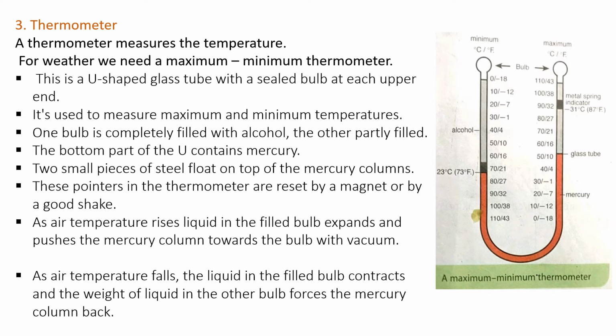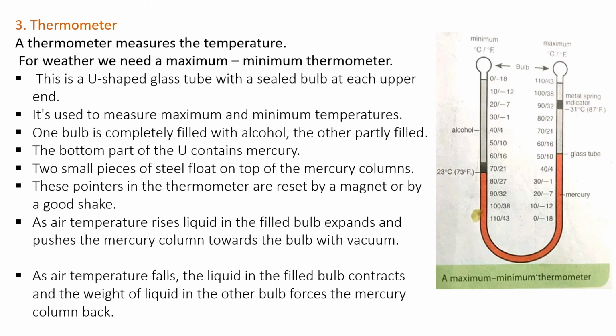One bulb is completely filled with alcohol, while the other bulb is partly filled. The bottom of the U-shaped tube contains mercury. Two pieces of steel float on top of the mercury columns, and this steel is used to mark the highest and the lowest temperatures recorded in a day. These pointers in the thermometer are reset by a magnet or a good shake.